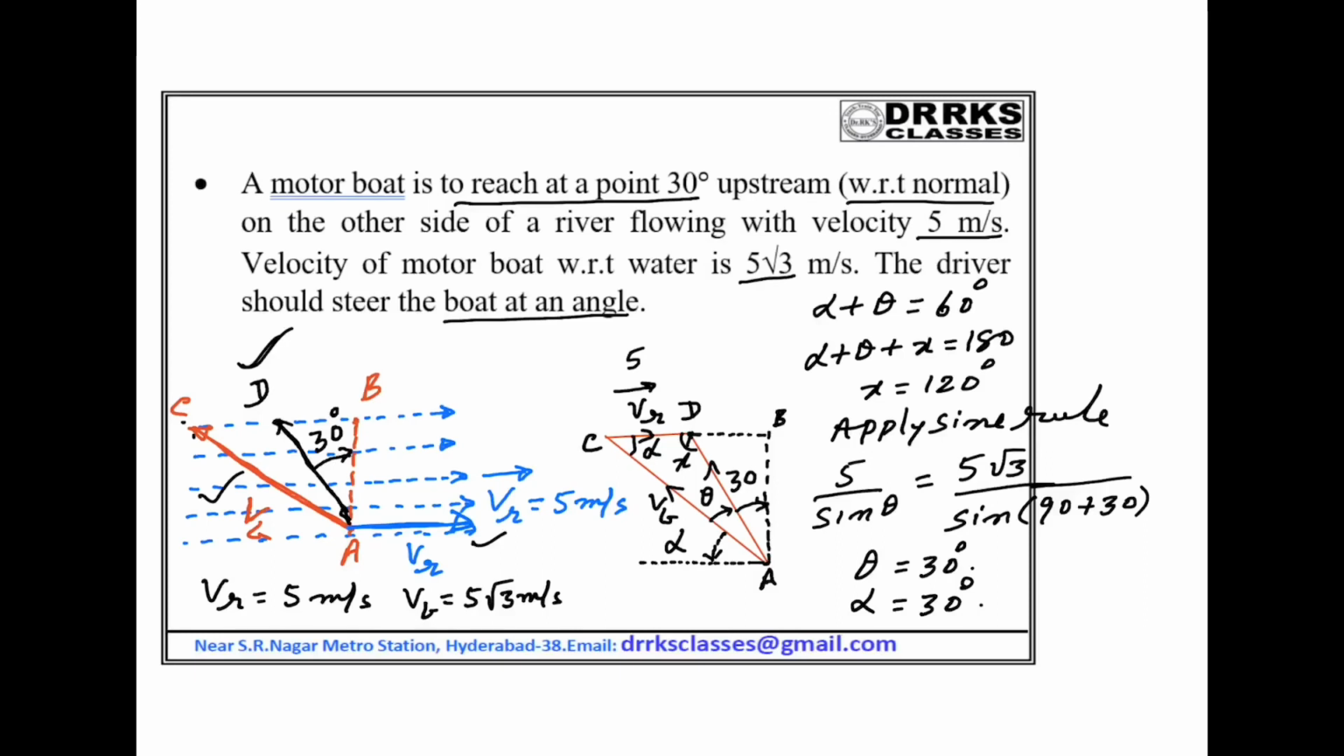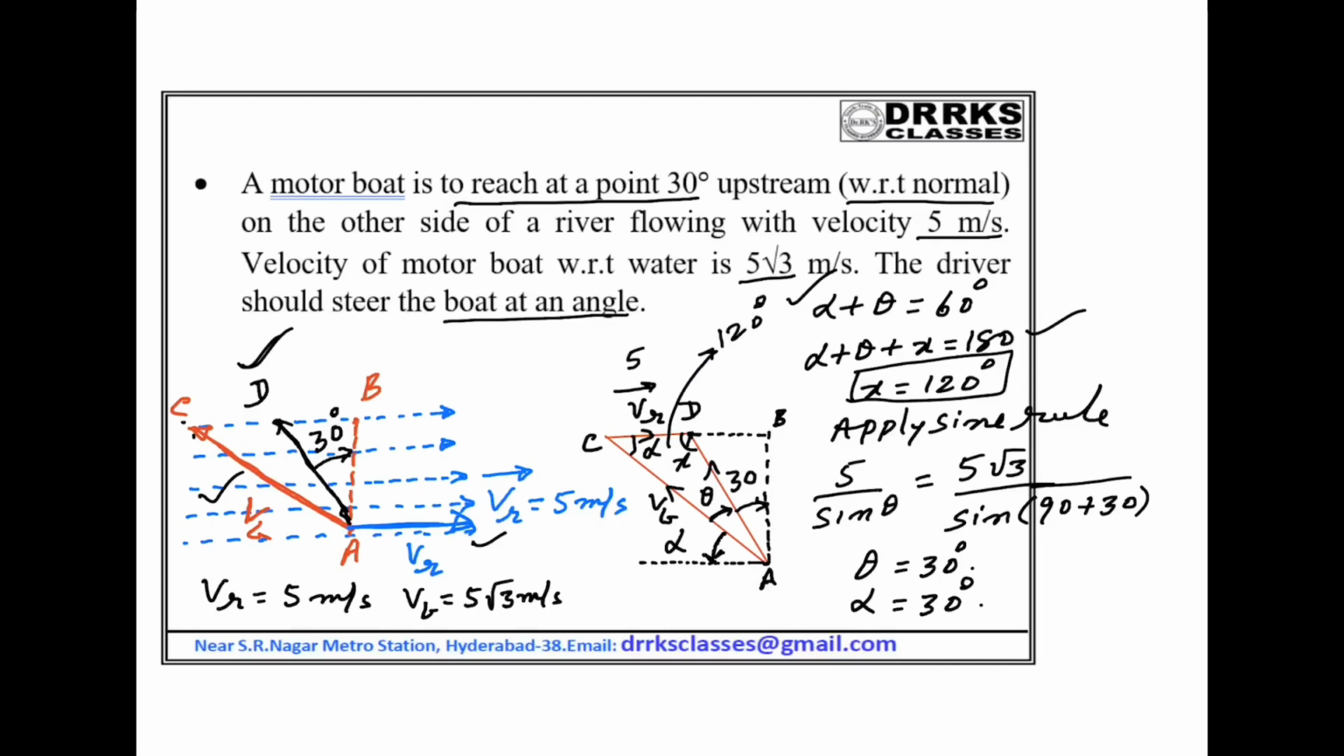Let theta be the angle made by the velocity of the boat with the AD line. Look at the diagram. And the angle made by VB with the horizontal is alpha. So from this simple triangle, alpha plus theta must be equal to 60, and alpha plus theta plus x is equal to 180. From that you will get the x value is 120.